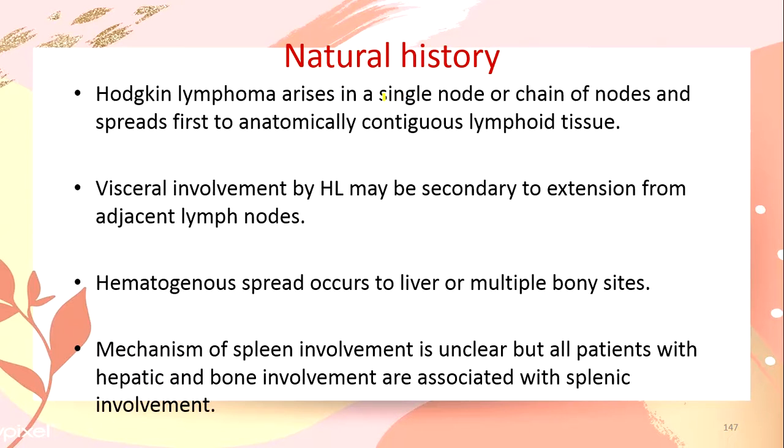It most commonly arises in a single node or chain of nodes and spreads first to contiguous lymph nodes. Visceral involvement may be secondary to extension from the adjacent lymph nodes, and blood spread occurs to the liver or multiple bony sites. Mechanism of involvement of spleen is unclear.